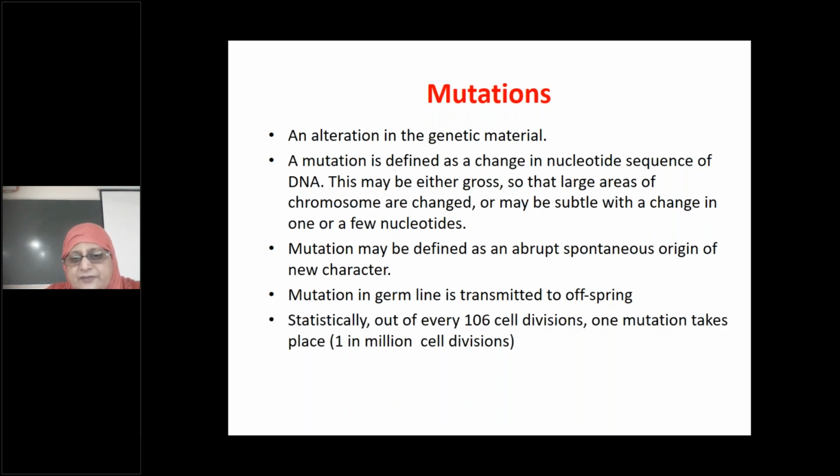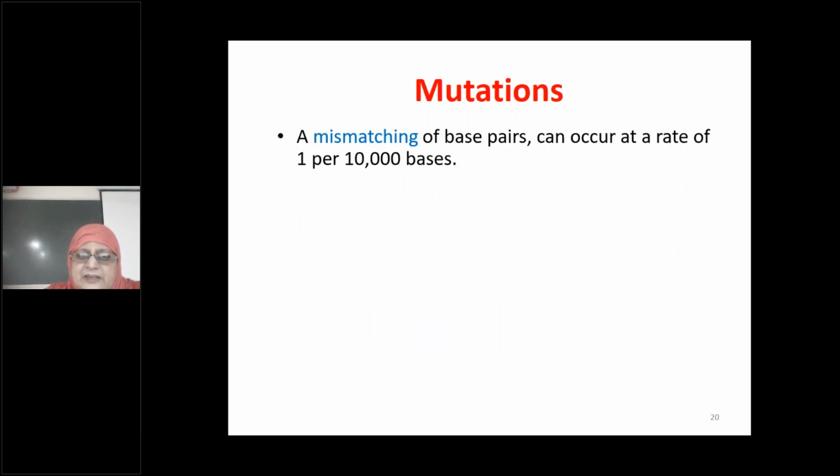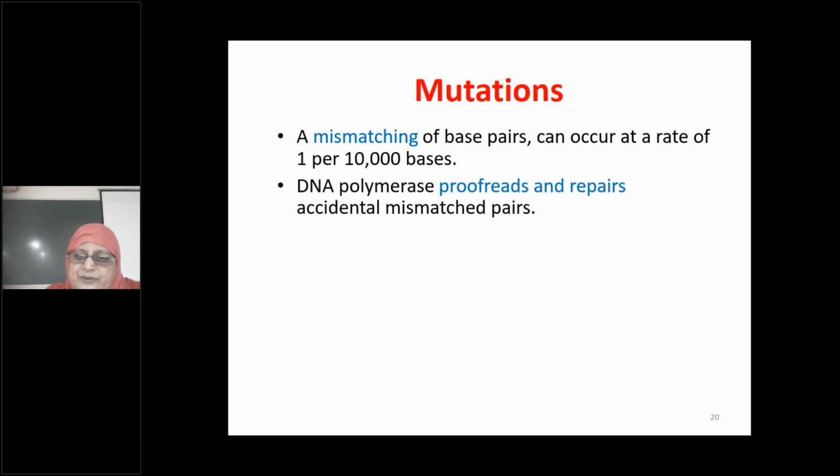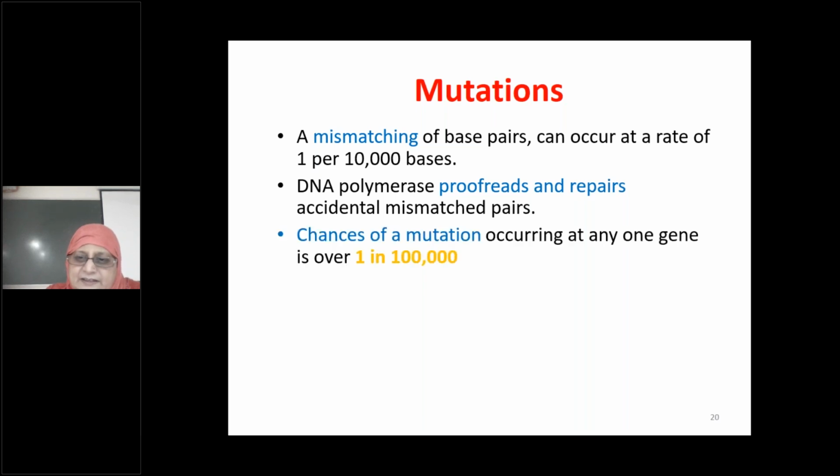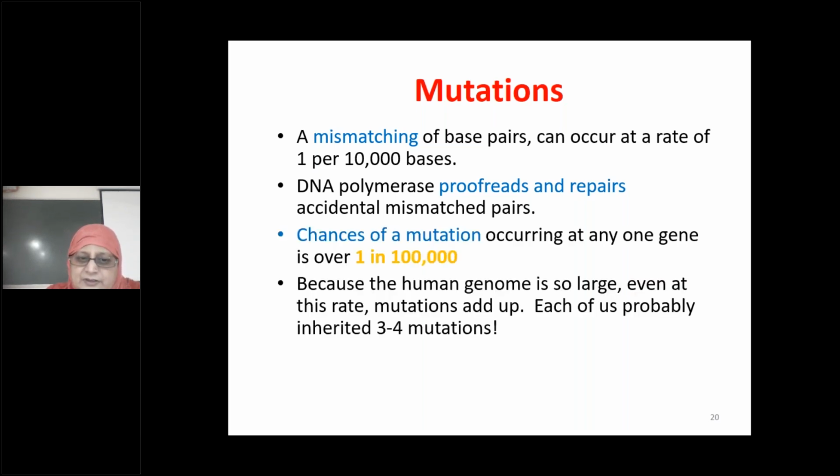Statistically, it has been said that out of every 10 to the power of 6 cell divisions, one mutation takes place. That means in every million cell divisions, one mutation may be seen. Now, a mismatching of base pairs can occur at a rate of 1 per 10,000 base pairs. Then DNA polymerase is always there to proofread and repair accidental mismatches. And the chance of a mutation occurring at any one gene is 1 in 100,000. Because the human genome is so large, even at this rate, mutations do add up. So probably each one of us has 3 or 4 mutations.